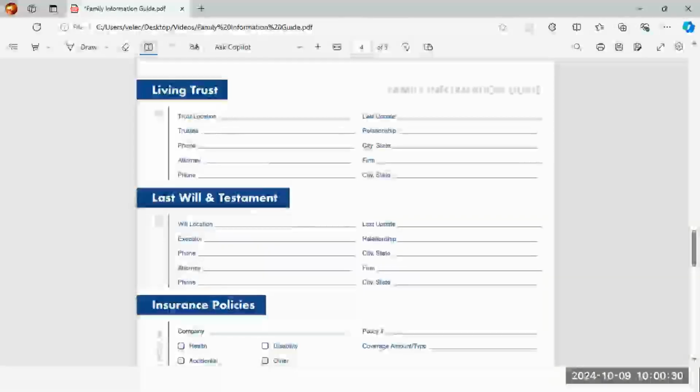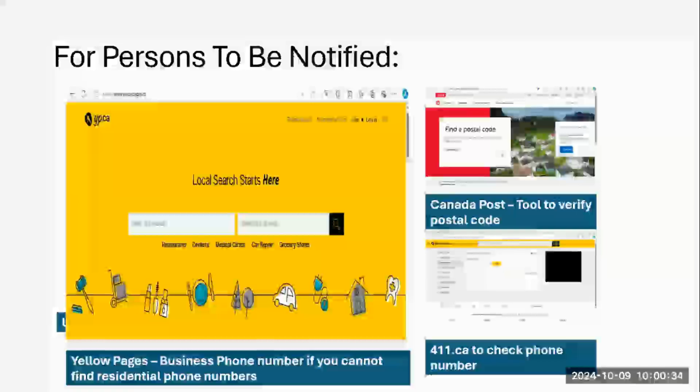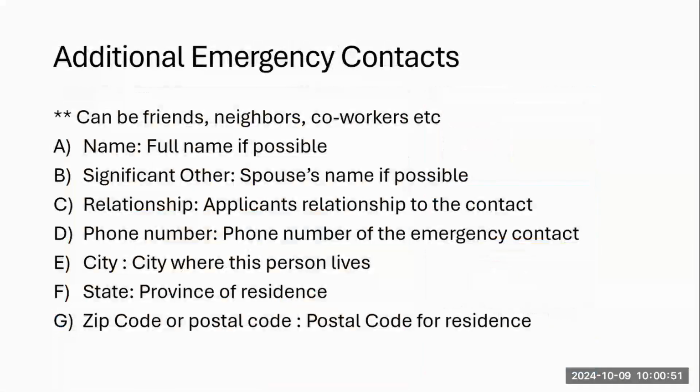All right. So that's about it for your notification list. And once again, if you're not quite sure what the postal code is, or if you're not quite sure what the new address is for any one of these contacts, you may use Yellow Pages 411.ca or your Canada postal code lookup tool. Okay.